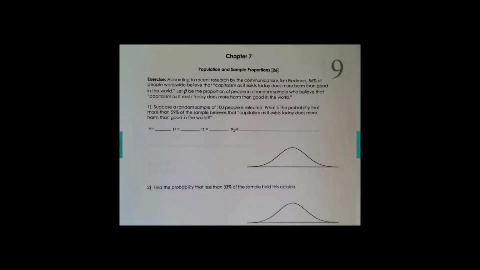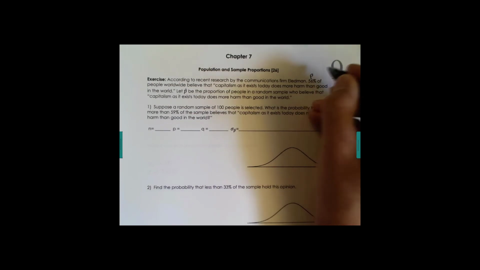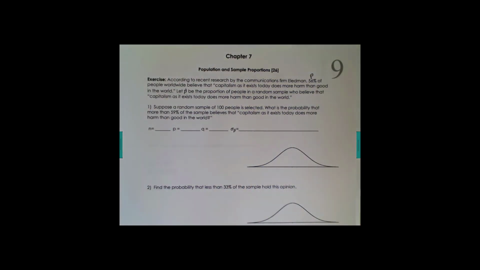Let's look at the first exercise. It says, according to a recent research by a communications firm, 56% of people worldwide believe that capitalism as it exists today does more harm than good in the world. Now that's 56% of people worldwide. I would say that is my population proportion, okay? I'm just going to put it down there and say that's got to be it.